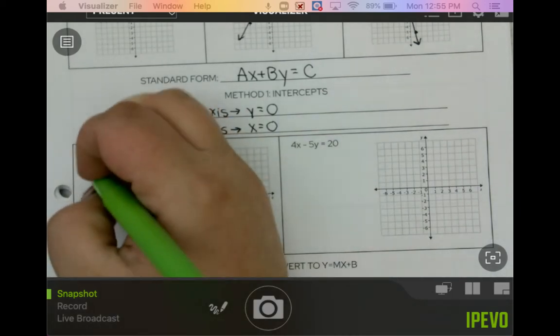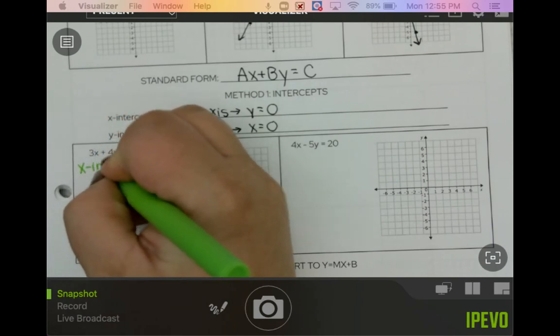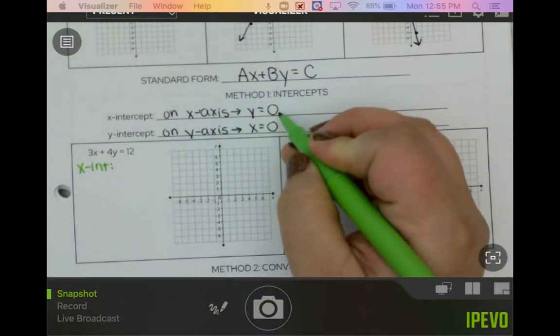So for the x-intercept, what you do is you plug in y equals 0.